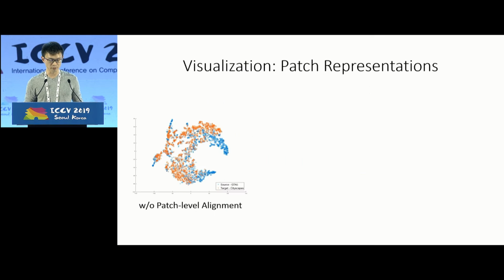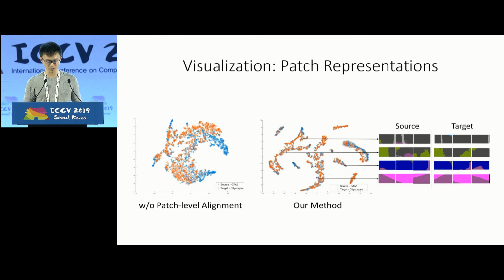Here, we show the t-SNE visualization for the patch feature representations. Without our patch level alignment, features are not well aligned. In contrast, our method can produce a representation with better discriminative and aligned features.